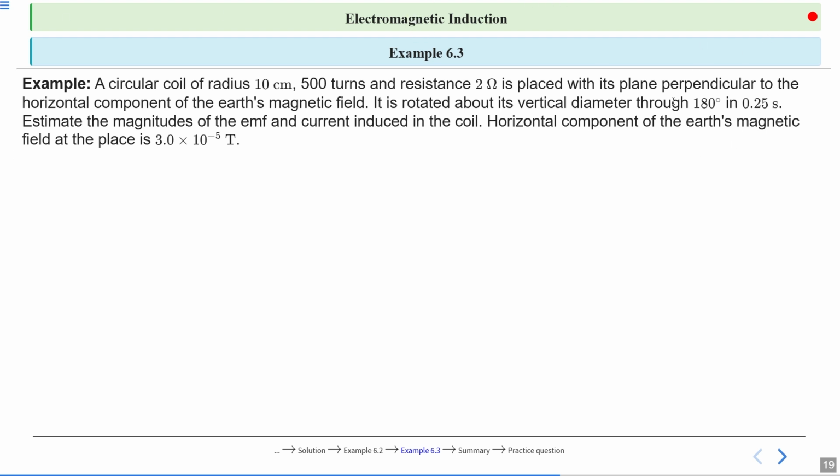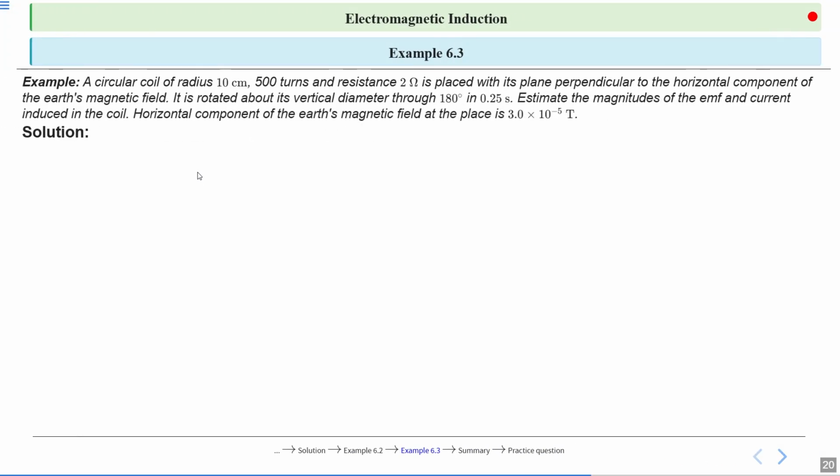Okay, now in this question what are we going to change? Magnetic field, area, or orientation? We are not going to change the magnetic field, because Earth's magnetic field is constant over a region. And the area is also constant for this circular loop. We are going to change the orientation. We are rotating it through 180 degree in 0.25 seconds. Estimate the magnitudes of EMF and current induced in the coil. The horizontal component of the Earth's magnetic field at the place is given as 3 into 10 to the power minus 5 Tesla. So let's solve it.